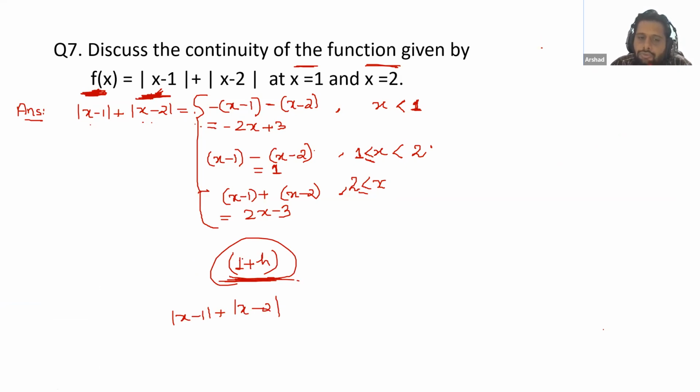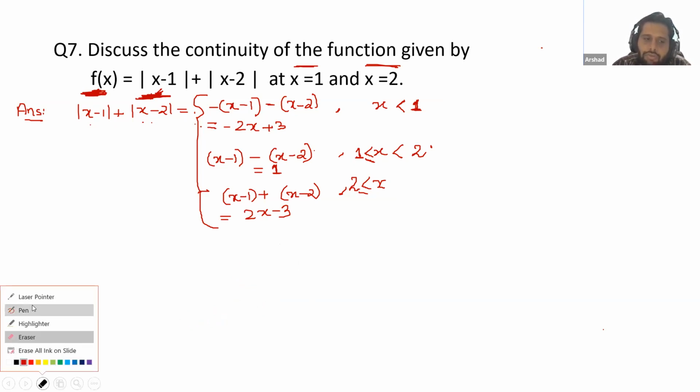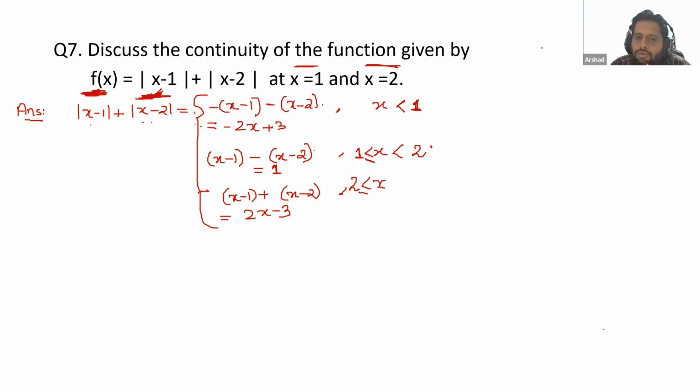Please don't do it like this. In case of modulus, always define the modulus. Now this becomes a question of inequality. Now please check for 1 and then check for 2. For 1, for the LHL you will use this function, for the RHL this. For 2, LHL this one, RHL this. So all of you, please try this question and let me know the answer. And still, if anyone has a doubt, please let me know.